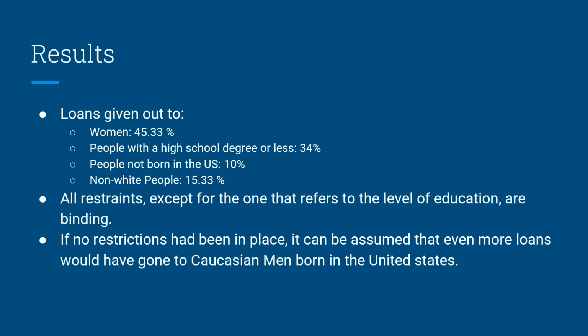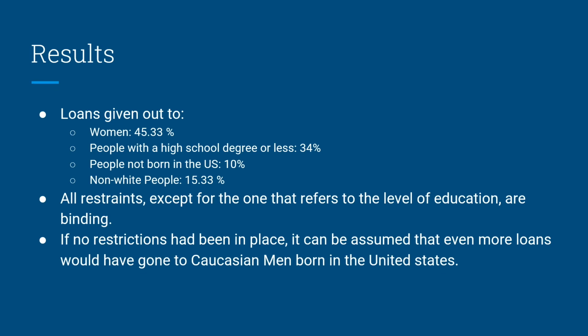Next, I talk about the model's results. These show that 45.33% of all loans went to women, 34% of all loans went to individuals with a high school degree or less, 10% of all loans went to individuals who were not born in the US, and 15.33% of all loans went to non-white people.